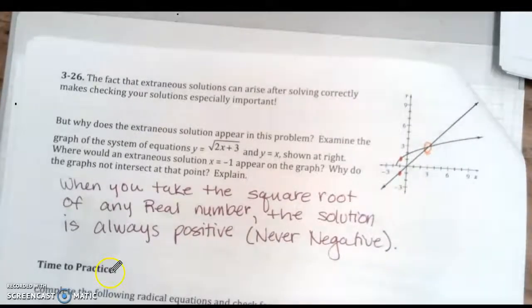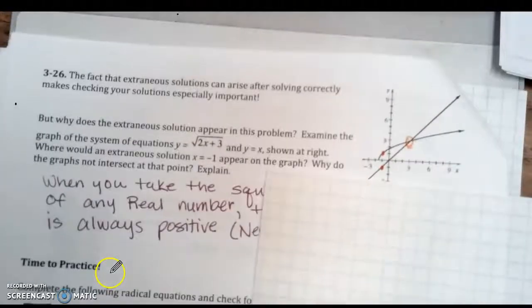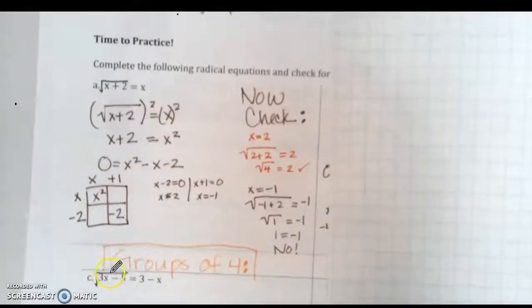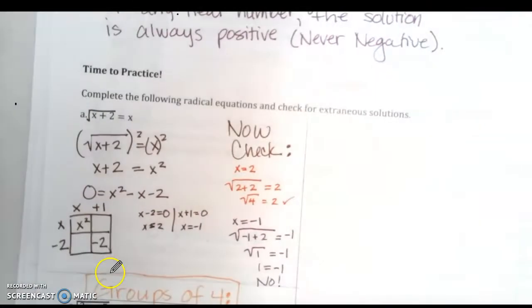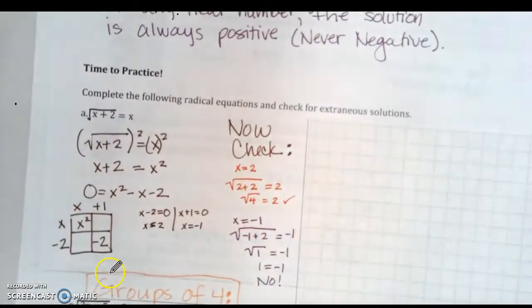Okay, so let's practice here. We're going to do A and B, and then in your groups of 4, you're going to do C and D together. So let me move this over. There we go. Okay. So for part A, it says, directions. Complete the following radical equations and check for extraneous solutions. So you're going to see on the left-hand side, I solve it. And then on the right-hand side, I'm going to check the 2 answers that we get and see which one works and see which one is the extraneous solution.